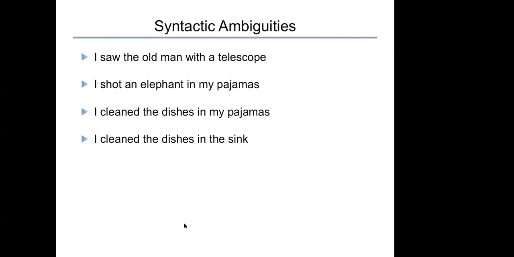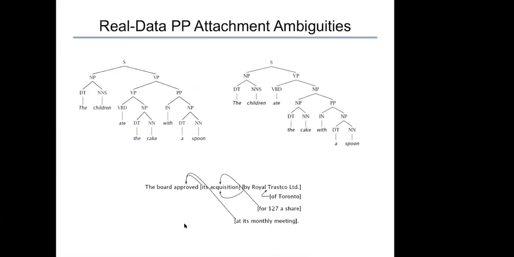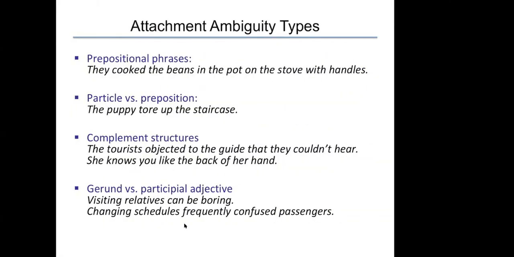Okay, I think we talked about a few syntactic ambiguities. I'll probably be skipping these. I think it's pretty clear at this point what I mean by syntactic ambiguity, hopefully. There are a lot of ambiguities, and there are different types. People use different terms to refer to different types of ambiguity, for instance prepositional phrases, particle versus preposition, etc.